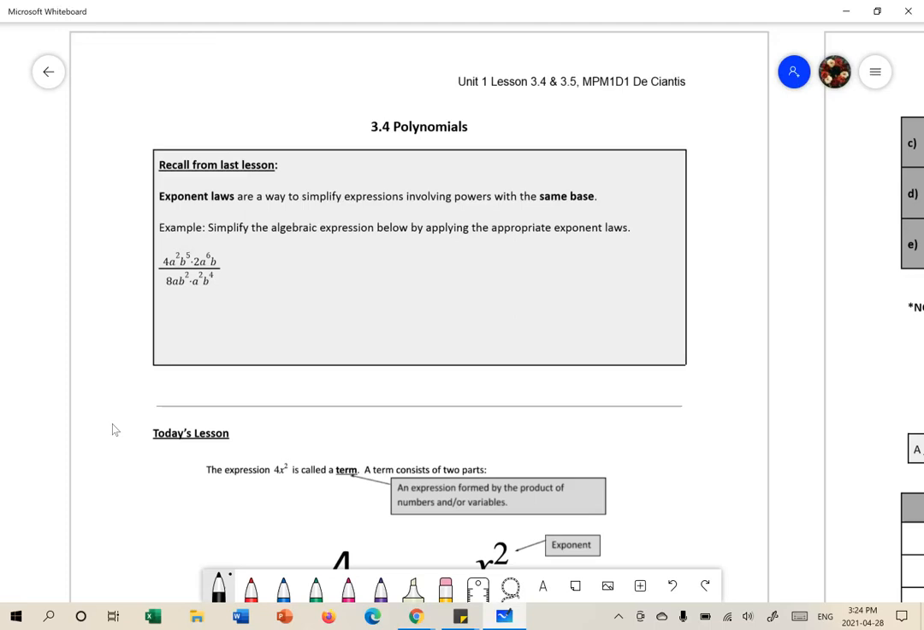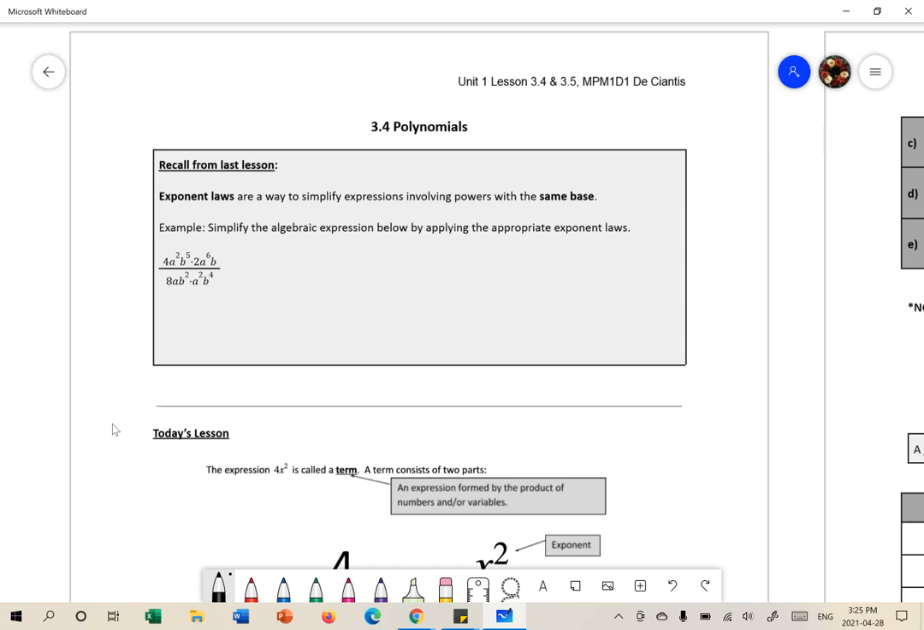Today's lesson is on chapter 3.4 and 3.5 in the textbook. Before we begin, let's recall what we learned last lesson. We learned about exponent laws, which are a way for us to simplify expressions involving powers with the same base. Here's an example. Let's simplify this algebraic expression by applying the appropriate exponent laws.